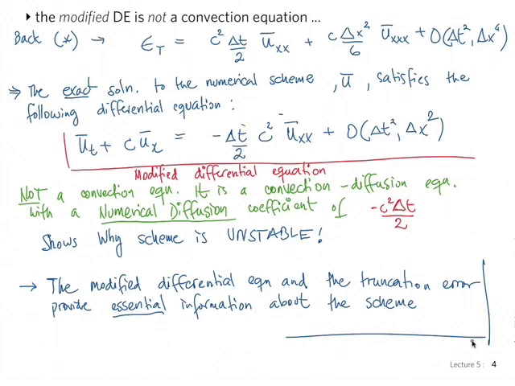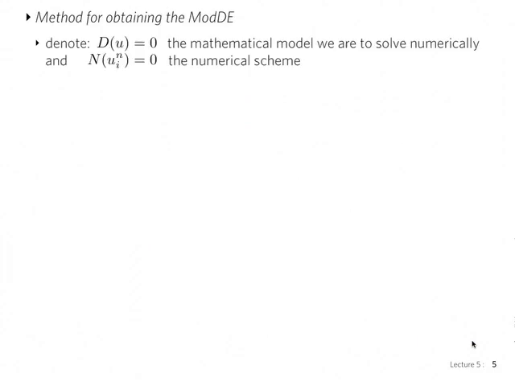All right? So now, we have already done it, but let's just summarize the method for obtaining the modified differential equation. We are going to denote by capital D of U the actual mathematical model, the differential operator applied to our solution U equal to 0. That's our mathematical model, a differential equation. And we also denote by N of U, at a certain grid point, the numerical scheme.